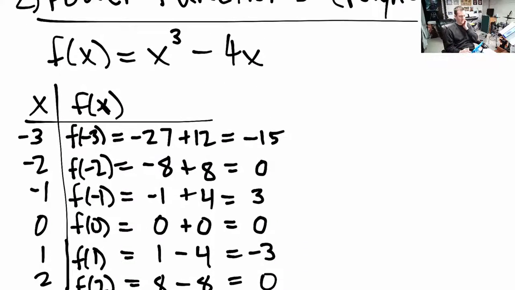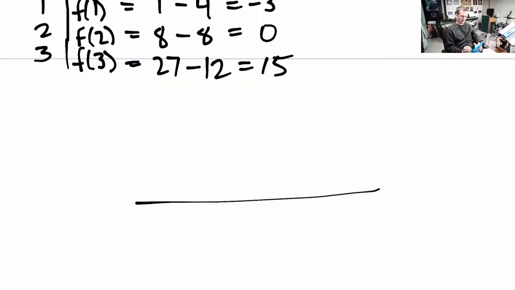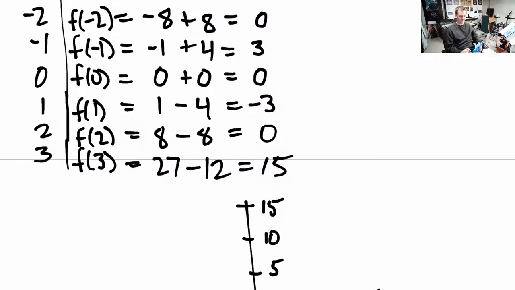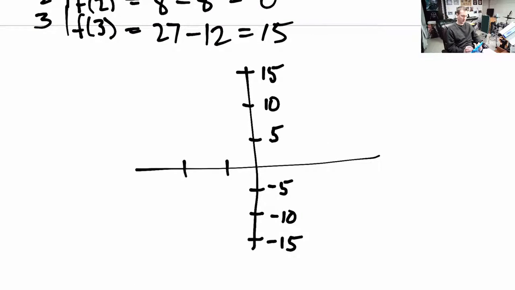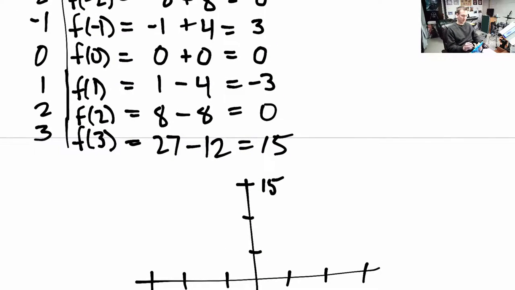So let's graph this. This is x cubed minus 4x. I'm going to need 15 here. So I'm going to actually go by 5s. So negative 5, negative 10, negative 15, 5, 10, 15. I hope that's okay. And then on the x-axis, I'm going to go by 1s. So this is negative 1, negative 2, negative 3, 1, 2, 3. Okay? So there's a lot of numbers there, so I'm going to erase some of these. So the x-axis goes by 1s, the y-axis tick marks go by 5. This will just make our graphing a little bit easier.